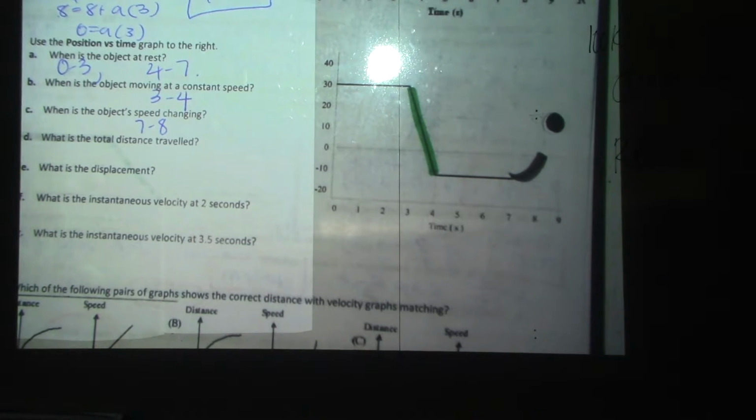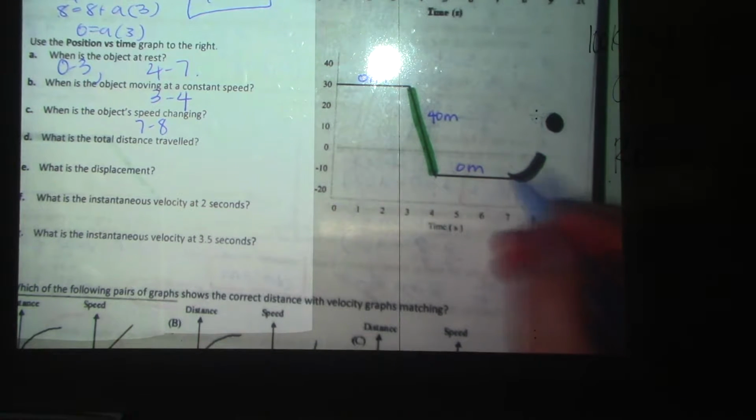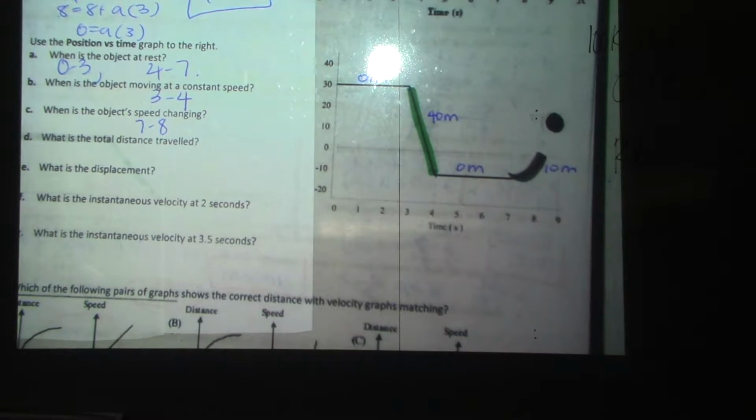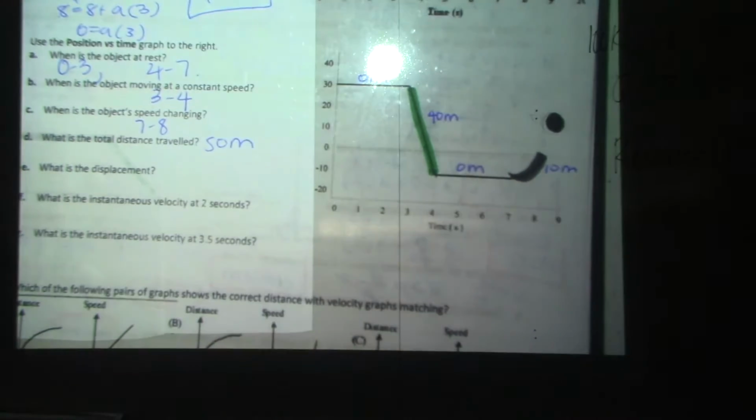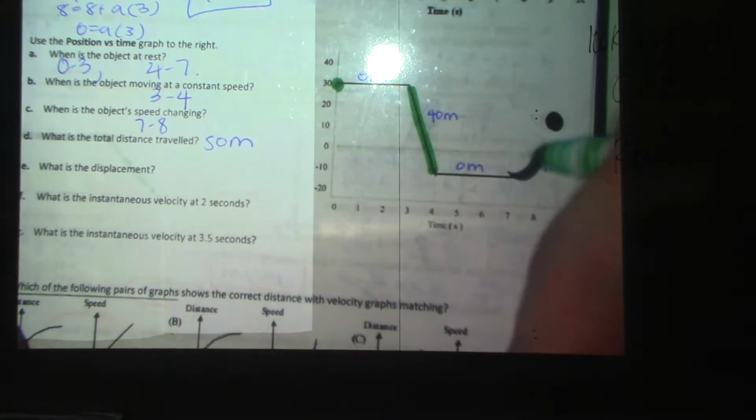Total distance traveled, so I'm going to go through. I'm not moving here. From 30 down to negative 10, you'd be going down 30, and then another 10, so you'd be going down 40 meters. Negative 10 to 0, you'd be going up 10. So total distance, add them all up, you get 50 meters. Displacement, we care about start and finish. So my starting position was 30, my ending position was 0. I just went back 30 meters. My displacement would be negative 30.